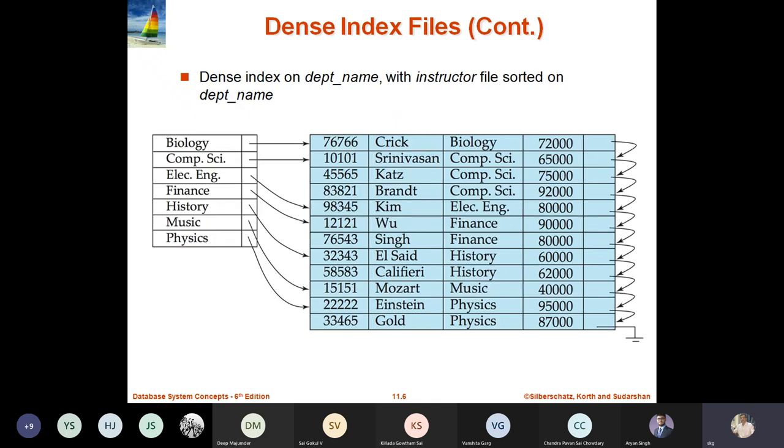Whereas here the dense index is on the department name, right? So the departments like biology, computer science, electrical engineering, finance, etc., and the index is on the basis of the department name. So the search can be done in different ways. What indexes you will be making is based on your business logic, right?